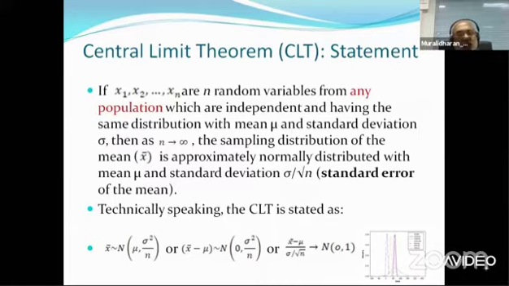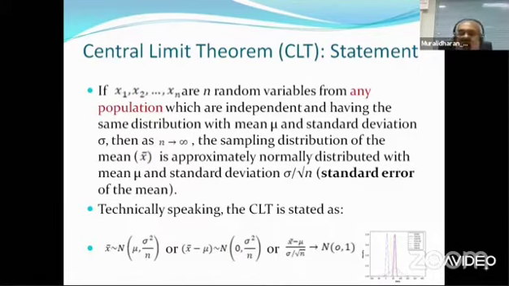So, very important. If x1, x2, etc., xn are n random variables from any population, which are independent and have the same distribution with mean mu and standard deviation sigma, then as n tends to infinity, the sampling distribution of the mean x bar is approximately normally distributed with mean mu and standard deviation sigma by root n. This sigma by root n is the standard deviation of the sample means, and that's why it is called the standard error of the mean.